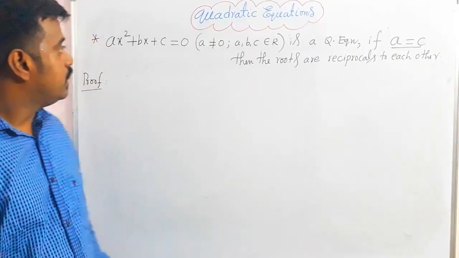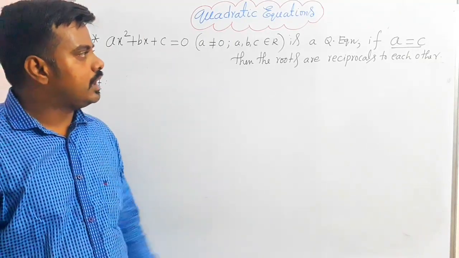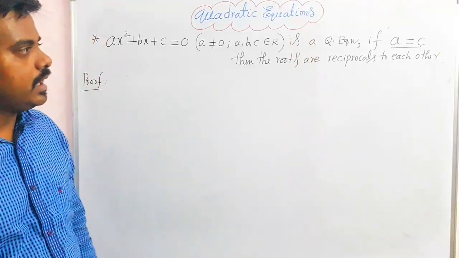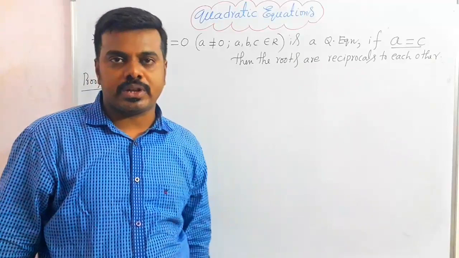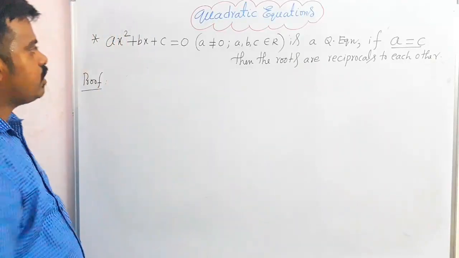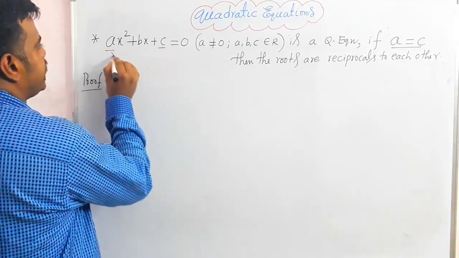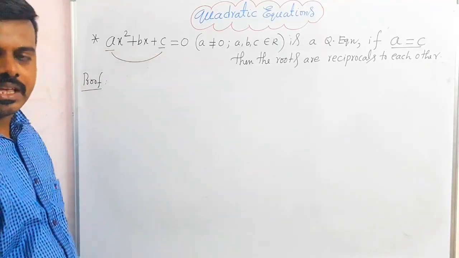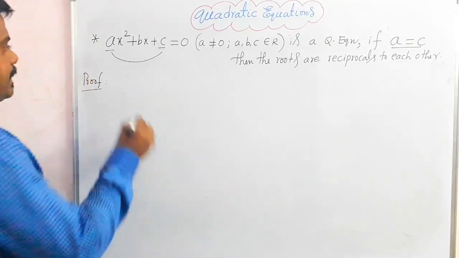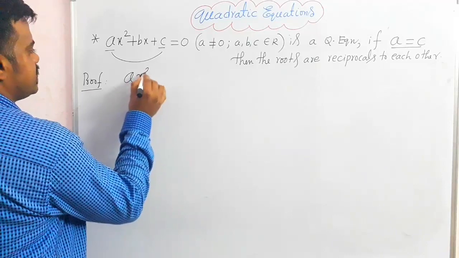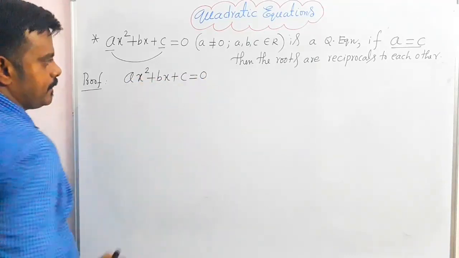Coming to the last result, ax square plus bx plus c is equal to 0 is a quadratic equation. If a is equal to c, then the roots are reciprocals to each other. That means in any quadratic equation, if the coefficient of x square and the constant are equal, then we can say the roots are reciprocals to each other. Let me prove this. The given quadratic equation is ax square plus bx plus c is equal to 0.